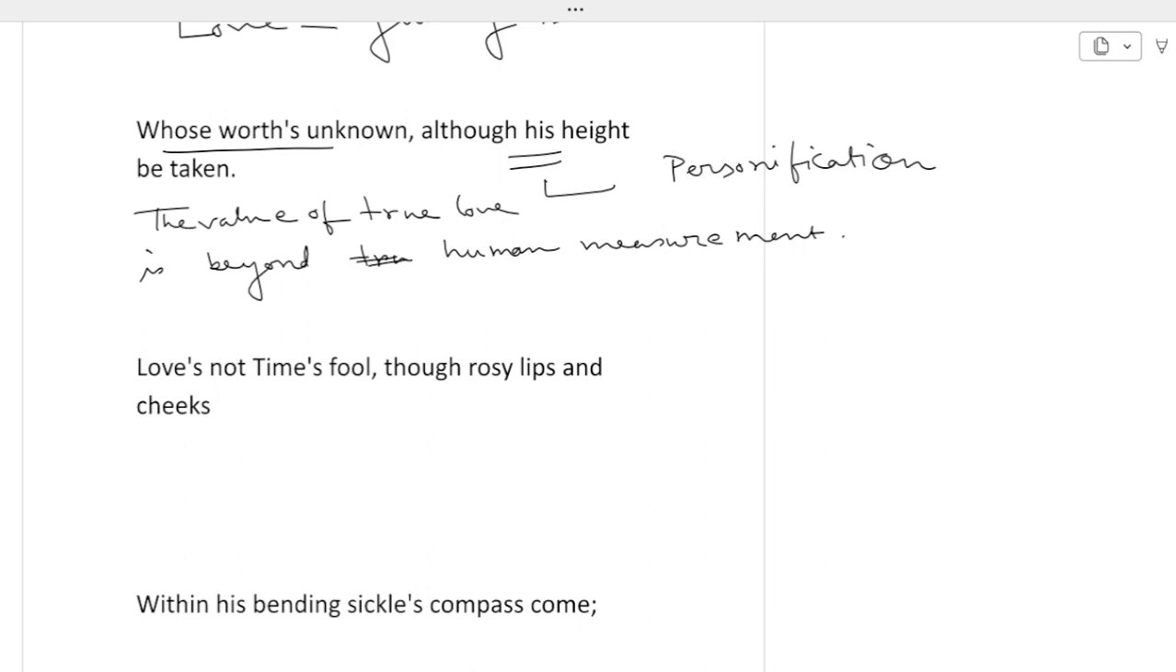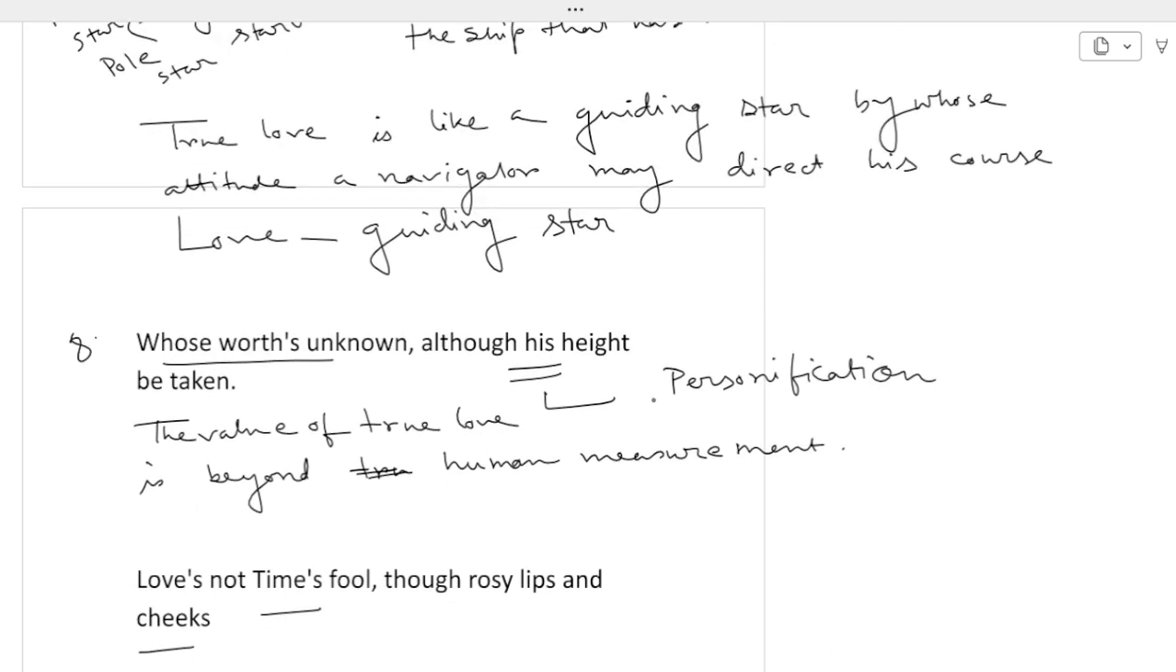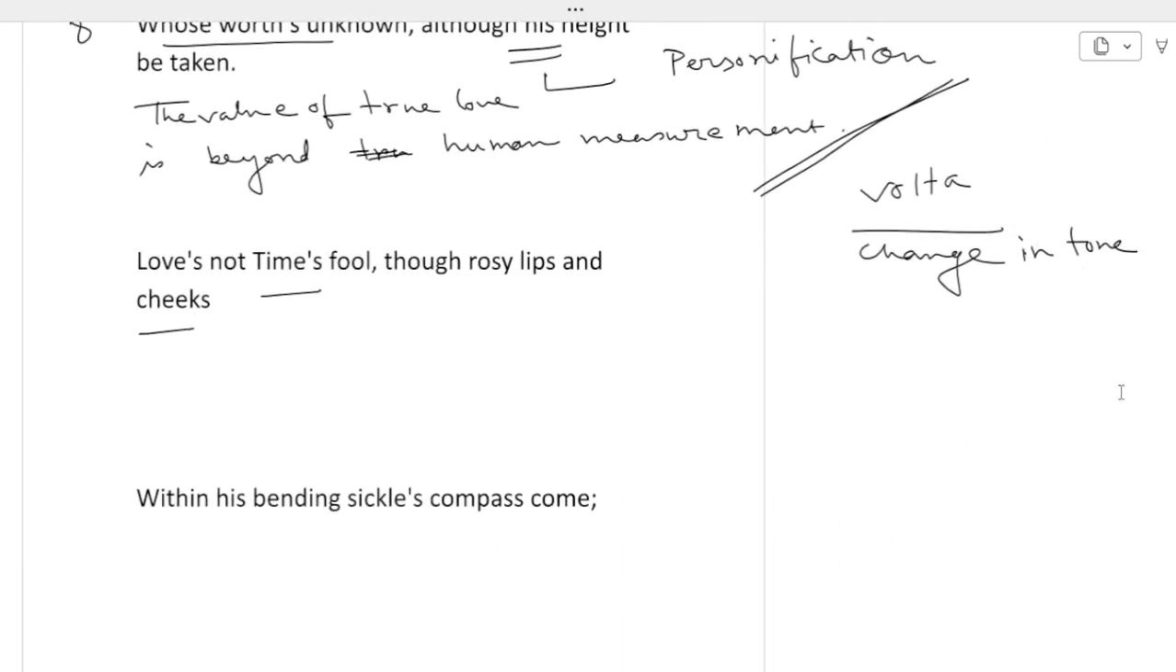Love is not Time's fool, though rosy lips and cheeks. Love is not Time's fool. Till line number 8, one particular theme was being explored and continued. We can say that here is the volta of this sonnet. It is a Shakespearean sonnet that follows three quatrains and a couplet, and the rhyme scheme is ABAB CDCD EFEF GG, the usual rhyme scheme. Now we finish the octave part, and there is the volta, a change in tone or thought on the part of the poet speaker.